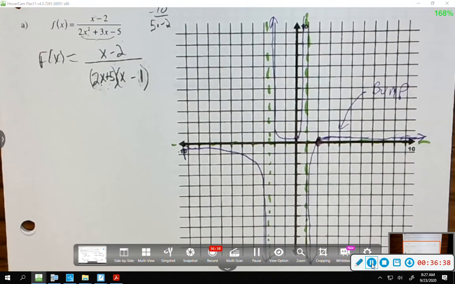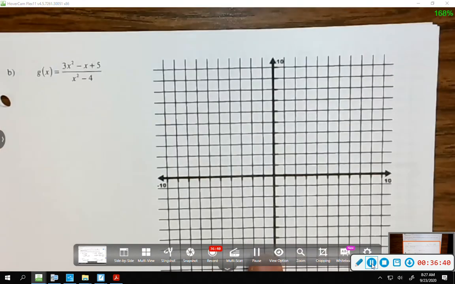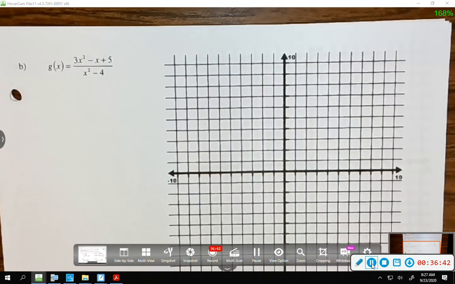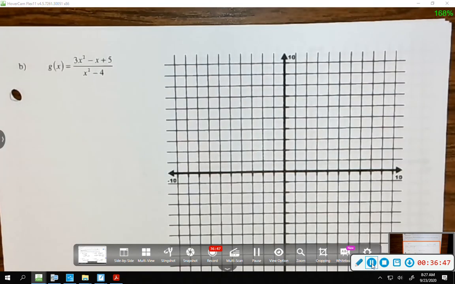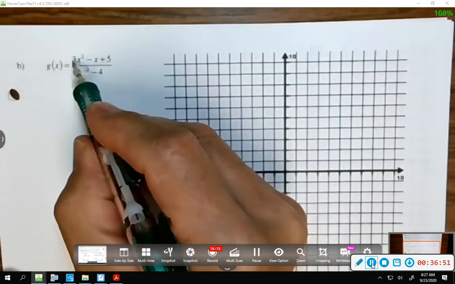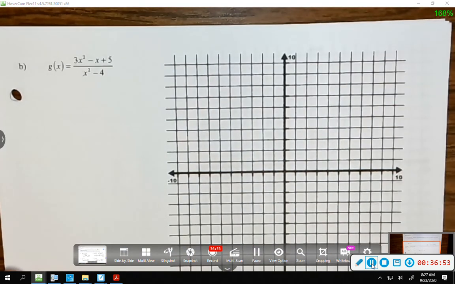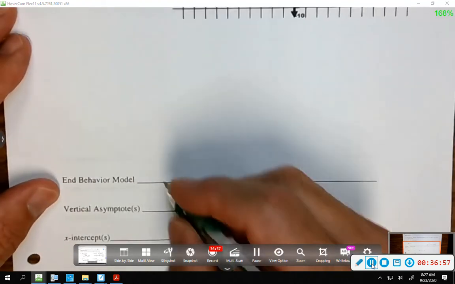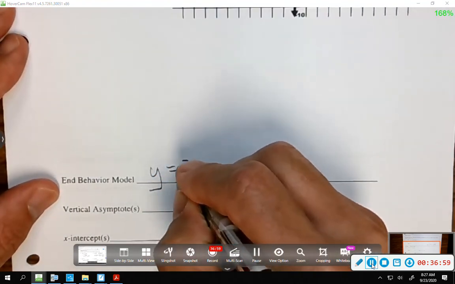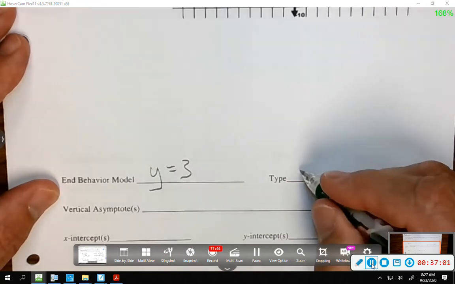Let's take a look at this one. The degree on top equals the degree on the bottom. We have a quadratic over a quadratic. So I look at the coefficients of the highest degree terms. 3 over 1. Y equals 3 is the end behavior model. It is a horizontal asymptote.